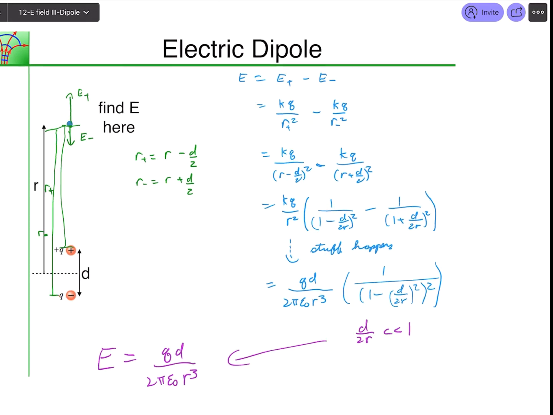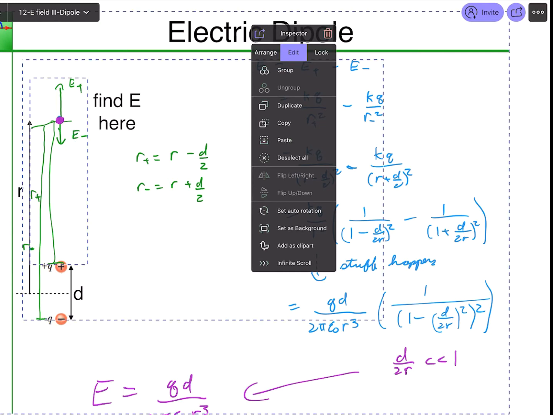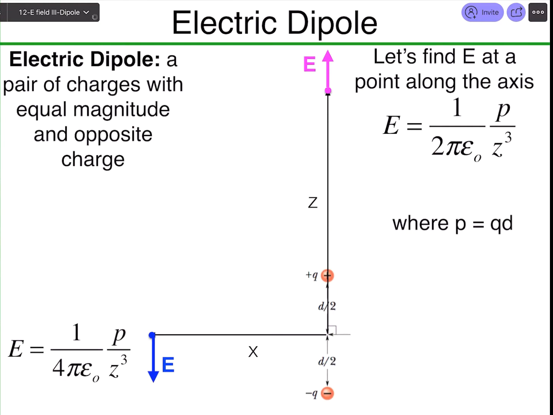So we have now an expression for the electric field at a point right here, due to this dipole. And this is the approximate value. And it is a good value. It works really well for estimating the electric field due to an electric dipole.